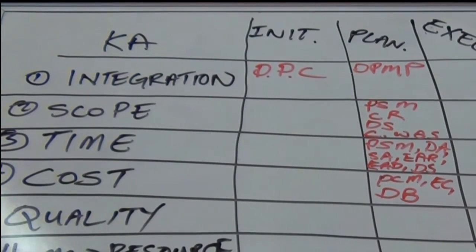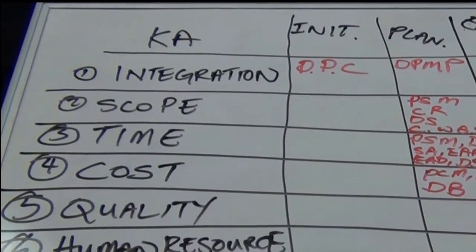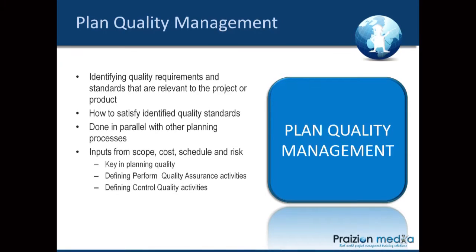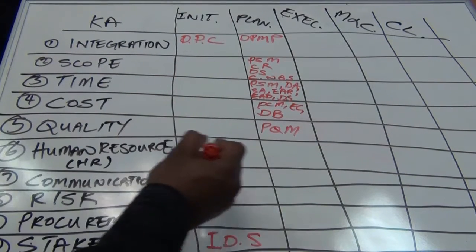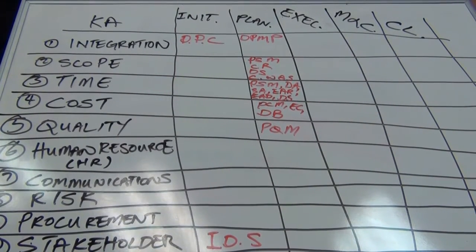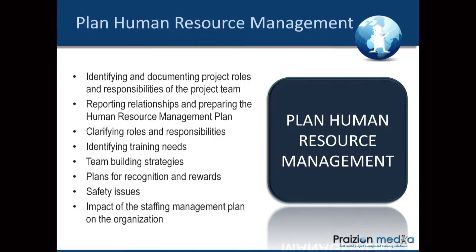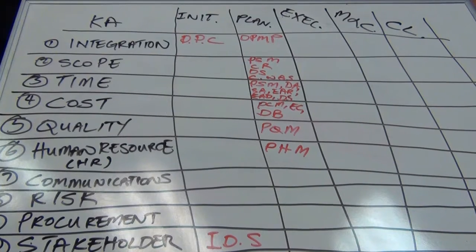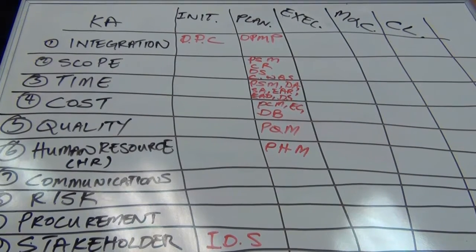Going into the next knowledge area, quality management. In quality management, we first of all plan quality management. PQM, plan quality management, put together a quality management plan. The next thing we do within the next knowledge area, human resource management, is we plan human resource management and refer to that as PHM, plan human resource management. And that means we put together a plan for how to manage resources, human resources, on the project.